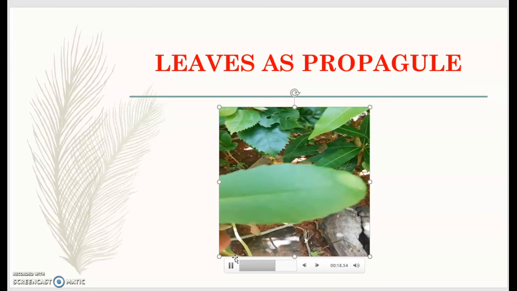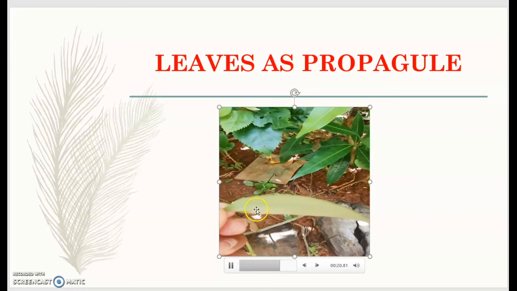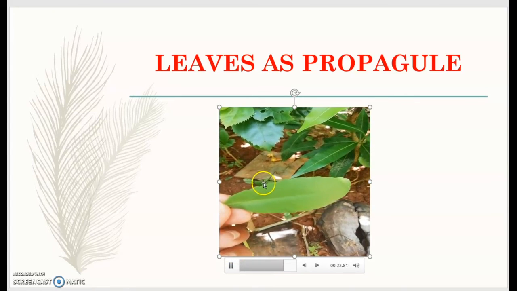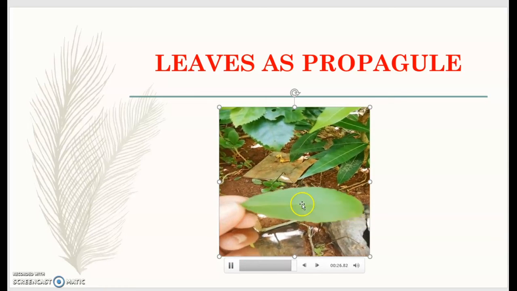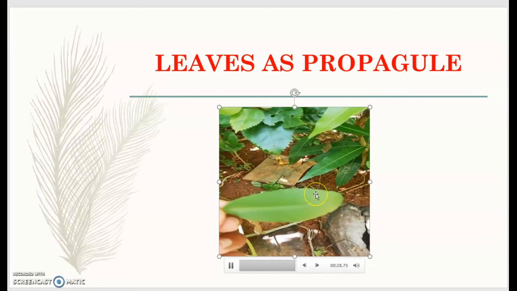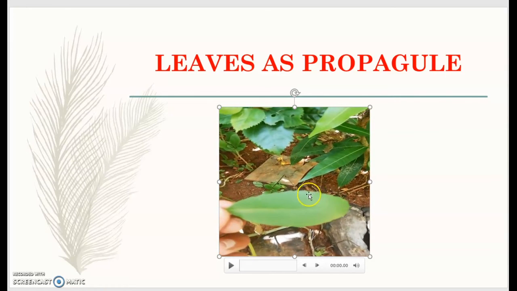This is the leaf. From the margin, here you can see the notches. There is an up and down structure, the notches. From each notch there will be a small plant later. If you detach this leaf and keep it separate, not in an airtight way, in a bowl or something, sometimes we even keep it inside a book, it will be producing small plants from the notches.